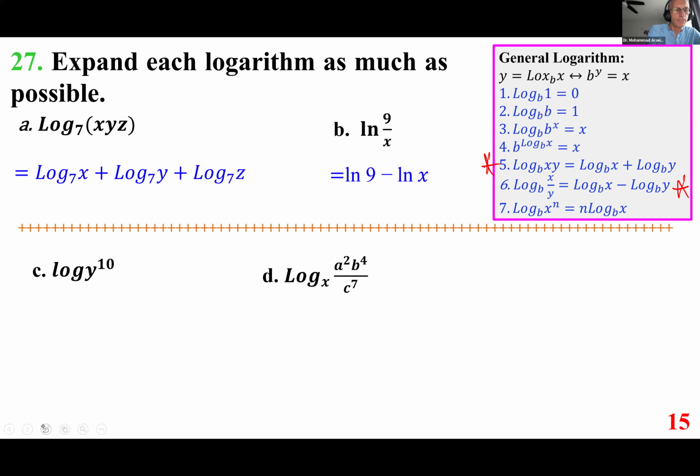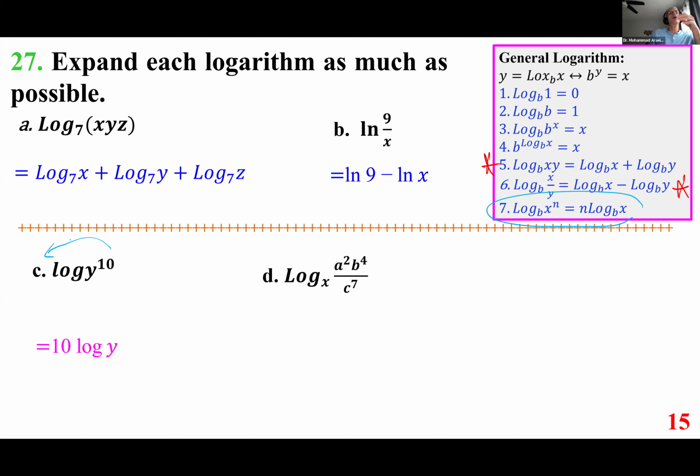Part C, we're going to use the power rule and put the power in front. Log of y to the power of 10 becomes 10 log y.